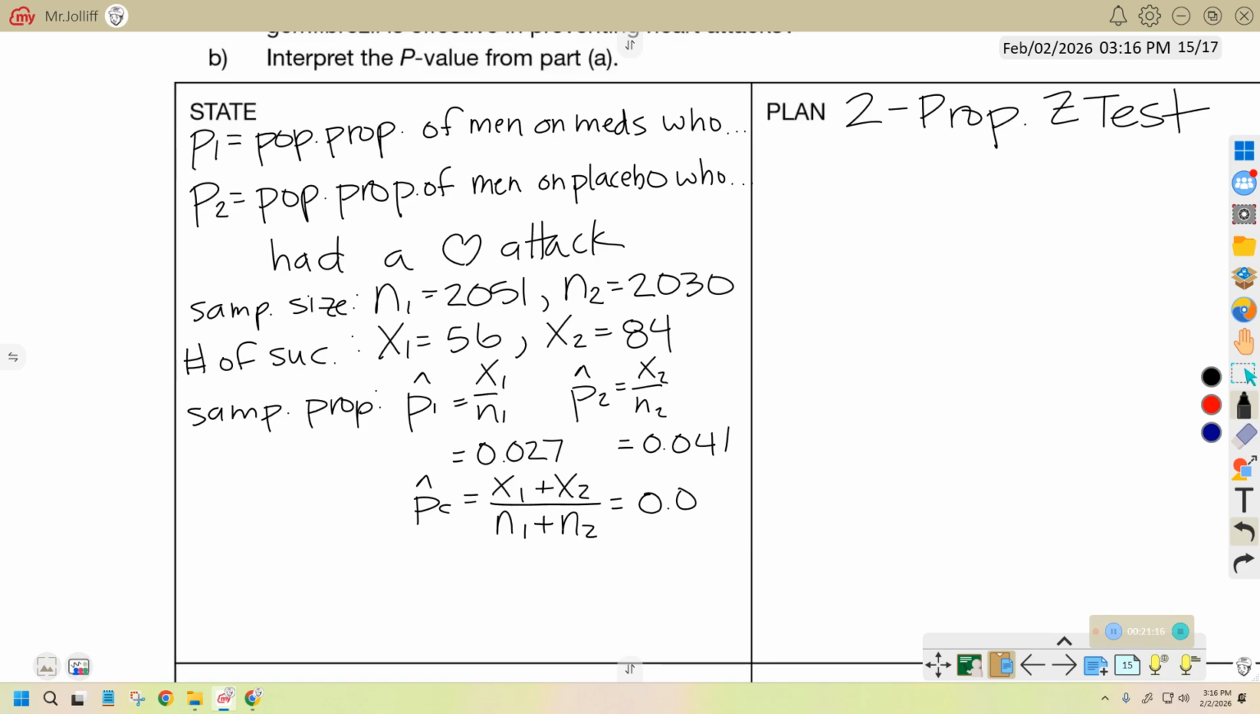Who's got a value for me? What do you got, Drew? 3.4. Very good. Notice the pooled value sits between the two individual values, which we expect because we're kind of doing something similar to averaging. So that makes sense.